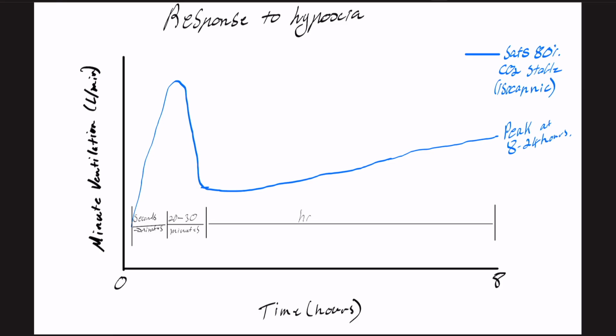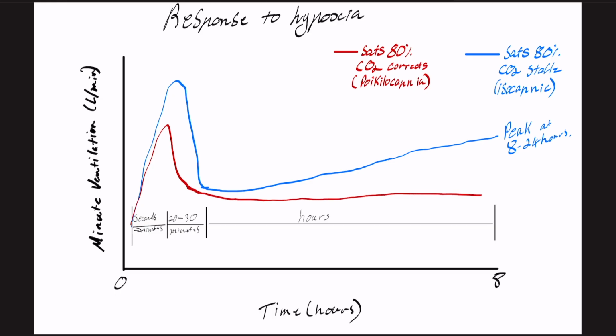If the CO2 is able to correct itself, and this is called poikilocapnia, then you'll see more of a biphasic response, where you'll still see that immediate, over seconds to minutes, hypoxic response with the respiratory rate increase, but it will be less strong compared to the isocapnic response. And then it will plateau over that 20 to 30 minutes. And then there will be a new baseline set with a higher minute ventilation that continues throughout. So that essentially answers that question in quite a lot of detail.